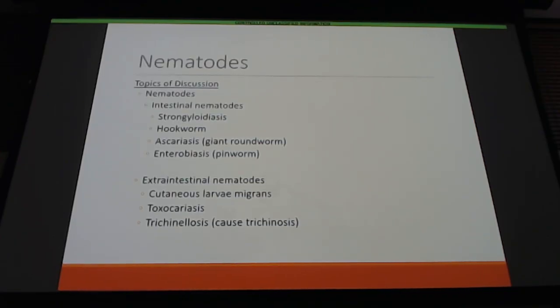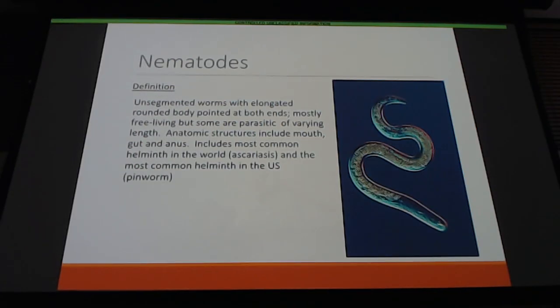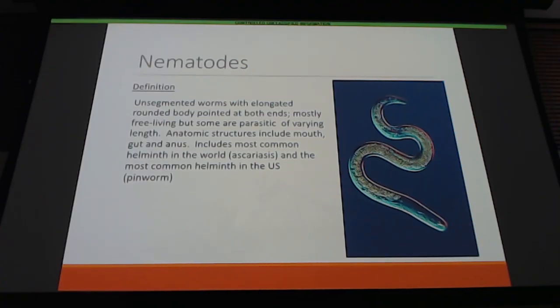So here's a whole bunch of worms. You have the intestinal nematodes, and you have your extra-intestinal nematodes. Well, the first ones generally like to live inside your intestine, right? And the other ones will be outside. Okay, real simple. These guys are unsegmented worms. Remember, they have a mouth, a gut, and an anus.